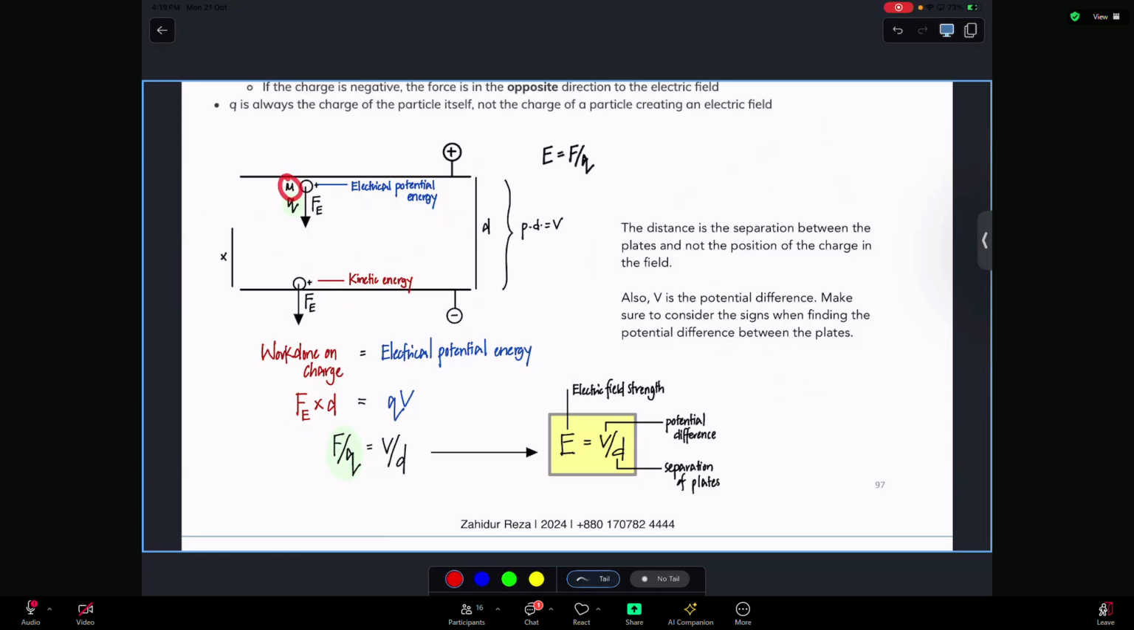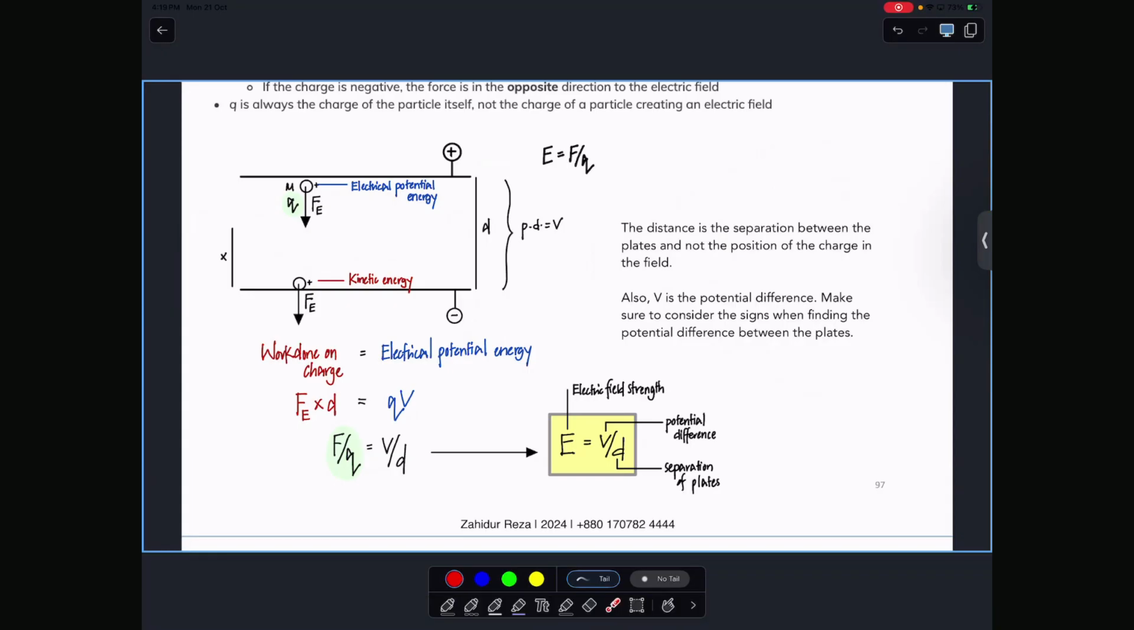Field strength and separation of plates. So you'll get a potential difference, but you wouldn't know what the values are. You'll just know that the difference in them is 500. So it could be 600 and 100. It could be 300 minus 200.